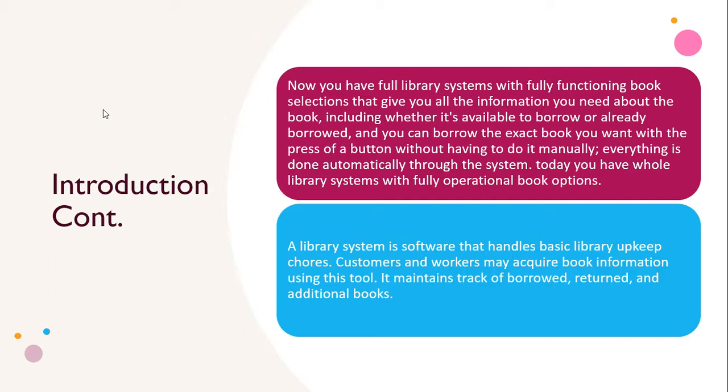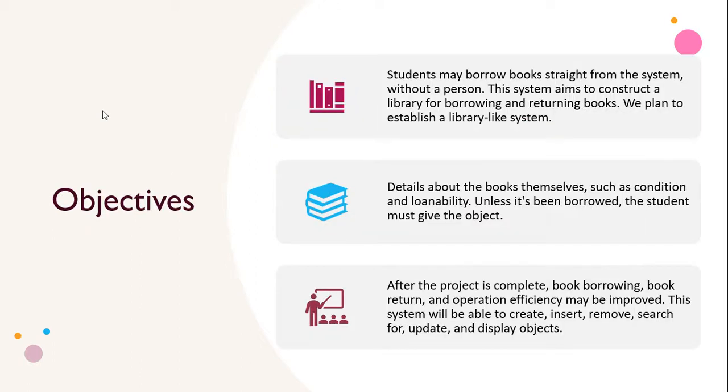A library system is software that handles basic library upkeep chores. Customers and workers may acquire book information using this tool. It keeps track of borrowed, returned, and additional books. Students may borrow books straight from the system without a person. This system aims to construct a library for borrowing and returning books.